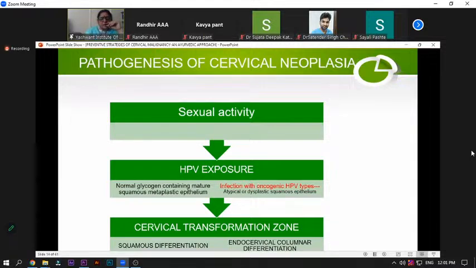So this is an important anatomical area, extending from the ectocervix 2 to 3 centimeters into the endocervical area. We call it the transformation zone. Here squamous differentiation will take place, and endocervical columnar differentiation can also take place. That is, dysplasia can occur in the squamous epithelium on the ectocervix, or in the columnar epithelium of the endocervical area.